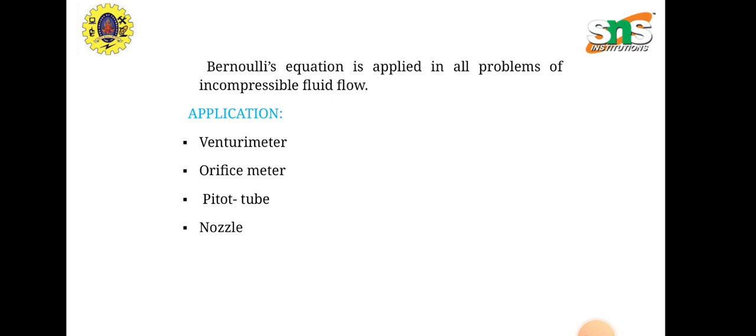So we have seen the assumptions of Bernoulli's equation, and its applications are in the venturi meter, orifice meter, pitot tube, and nozzle. These instruments are used for finding the rate of discharge through a pipe in a chemical industry or any industry, through which either a liquid or gas is flowing.